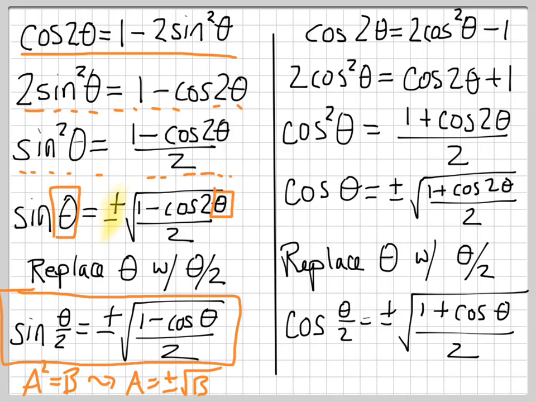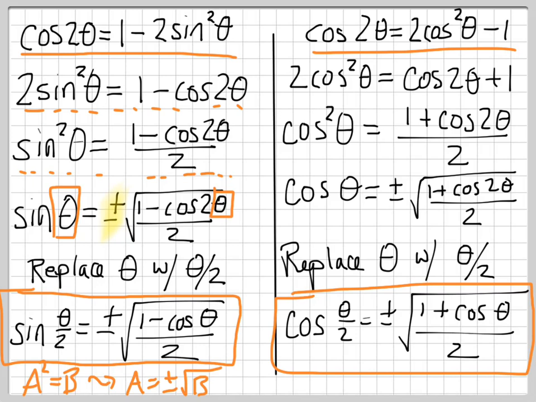And over here on the right hand side, starting instead with 2 cosine squared minus 1, and working our way down, we get a formula for cosine of theta over 2. And you can see that they're basically the same two formulas, right? It's always 1 plus or minus cosine of theta, over 2, and then you take the square root, and then there's a plus or minus out front.